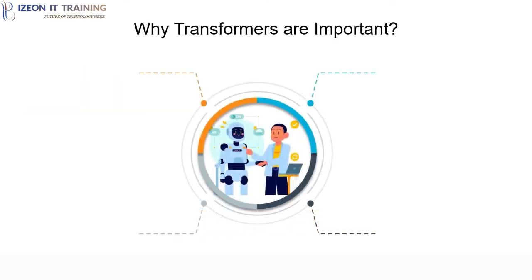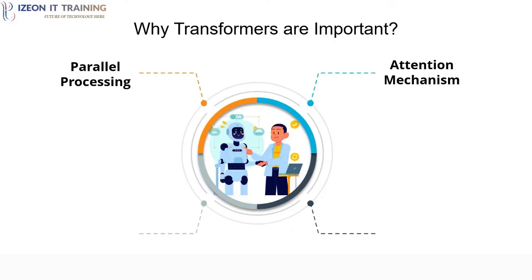Transformers revolutionize data processing by eliminating the need to handle data sequentially, allowing for parallel processing and significantly enhancing efficiency. The attention mechanism lies at the core of transformers, enabling the model to focus on the most relevant parts of the input sequence and improving accuracy and understanding of context.